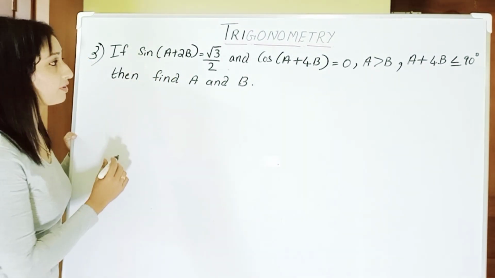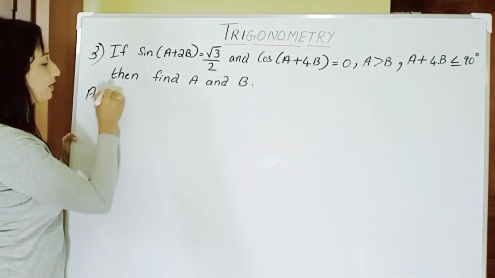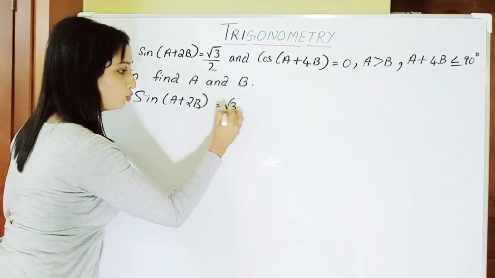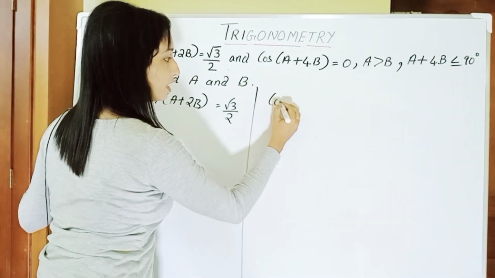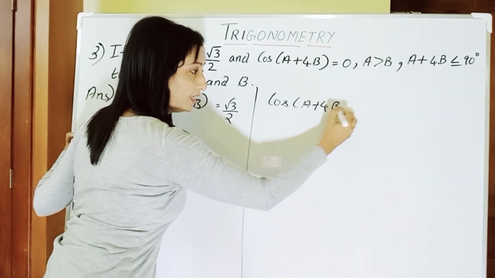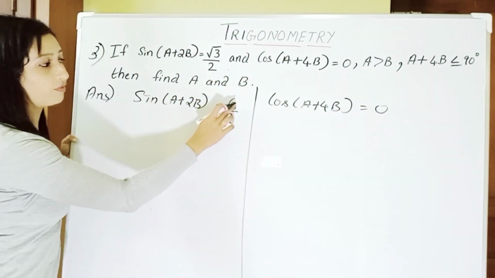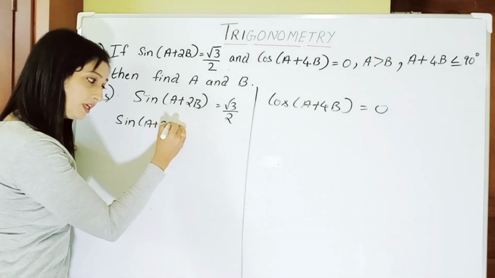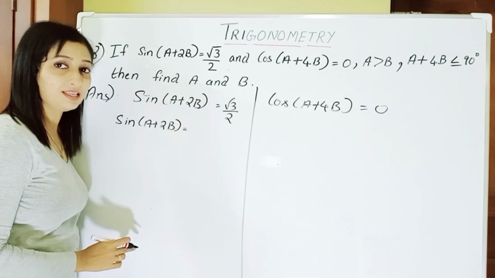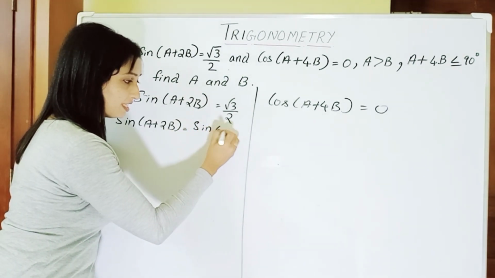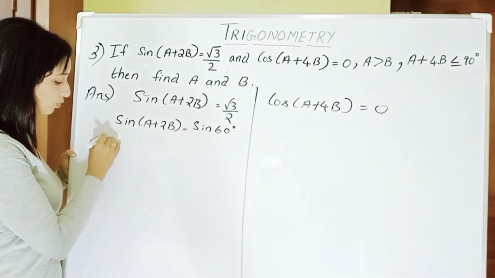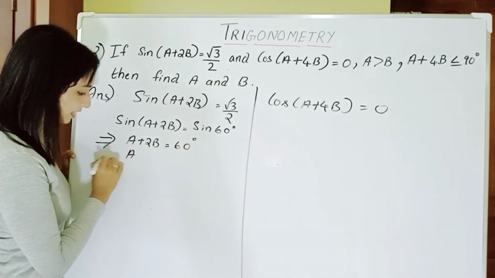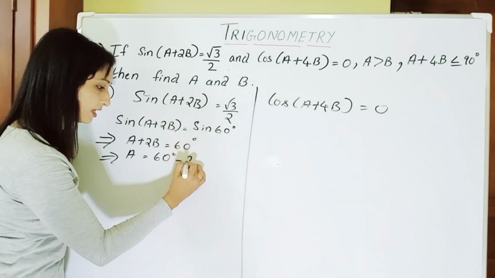So now let's take down and write the two conditions which are given, which is sine of a plus 2b is equal to root 3 by 2, and the second condition is cos of a plus 4b is equal to 0. Now how can I write this root 3 by 2 in terms of sine? So that I can write it as sine of a plus 2b is equal to sine 60, which is root 3 by 2. So sine 60. So comparing the angles, what do I get? This implies a plus 2b is equal to 60 degree, which implies a is equal to 60 degree minus 2b.